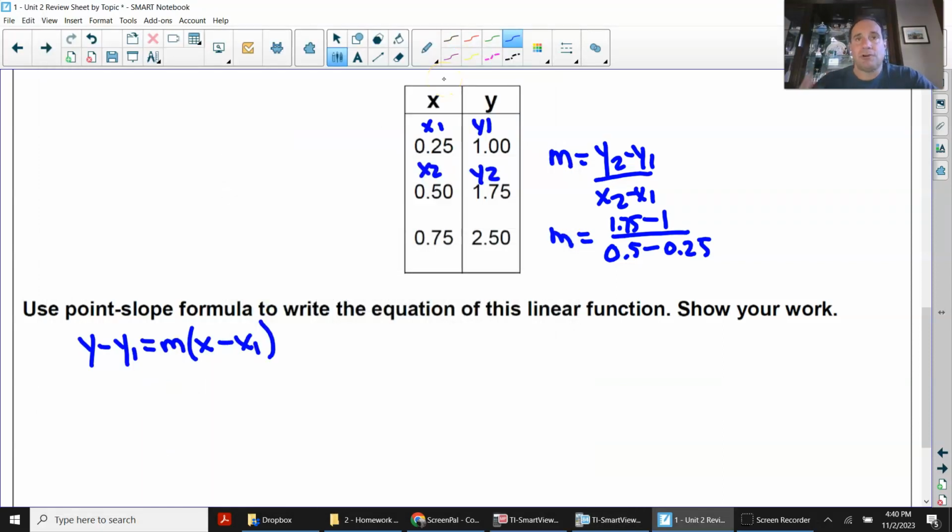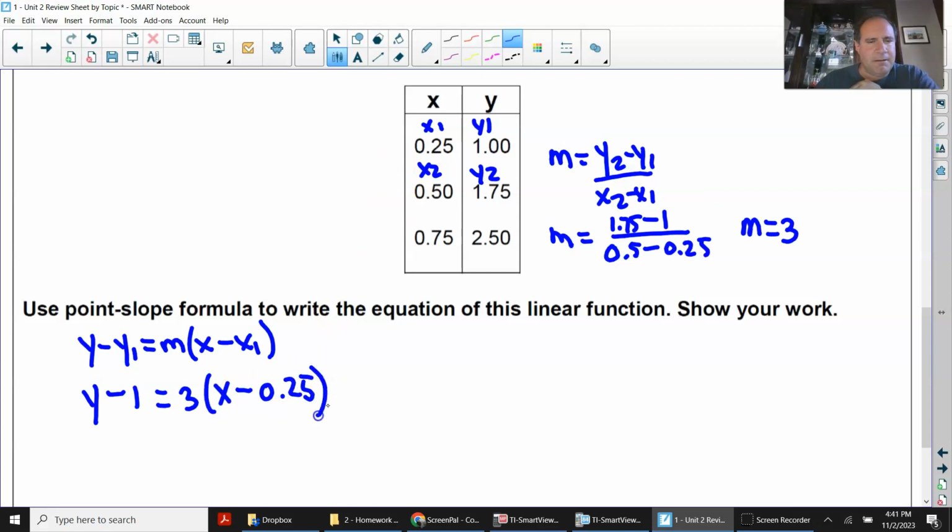Right? Don't try to do it separately as the numerator and denominator. Let the calculator give you what it is. So that's a 3. Now once we have this, my y minus y1 is 1. So I'm just going to put 1. I don't have to put 1.00. The m is 3. The x is just x, minus x1 is 0.25. So that is my point slope formula, right? Linear function, write the equation of this linear function. So I'm just going to rewrite it. Y minus 1 equals 3 times x minus 0.25.